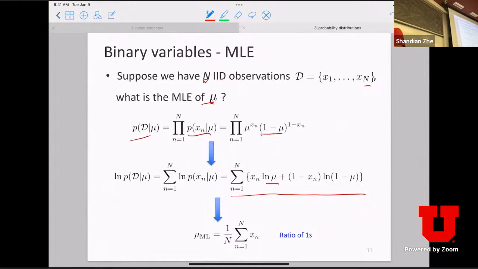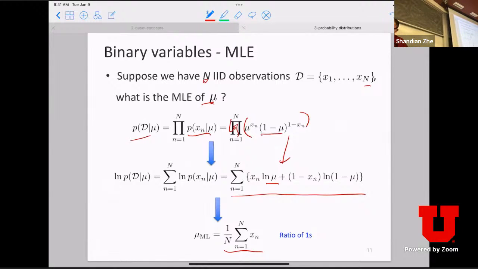Xn log mu plus, we take a logarithm over here, right? It will give this, plus (1 minus xn) log (1 minus mu). Then you just take the derivative with respect to mu, and you solve the derivative being 0. You get your MAP estimation is simply the average of the observations.